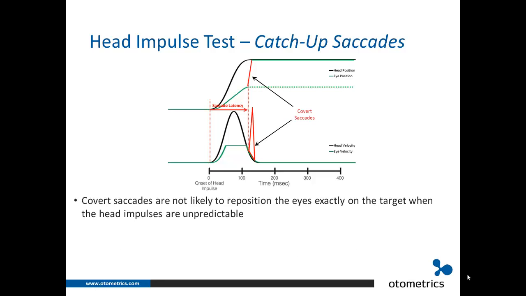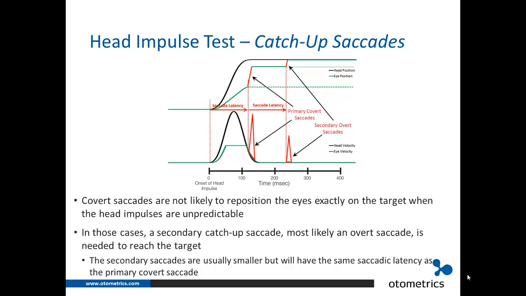Recall that appropriate head impulses consist of unpredictable head movements with randomized direction, timing, and velocity. So at least theoretically, the patient is unlikely to predict the final position of the eyes during head impulses and should not be able to consistently reposition the eyes on the target precisely. Instead, in most cases, covert saccades bring the eyes close to the target but do not reach it, which means a secondary saccade is needed to position the eyes on the target. The secondary saccade is usually smaller and almost always is an overt saccade because of the saccadic latencies.